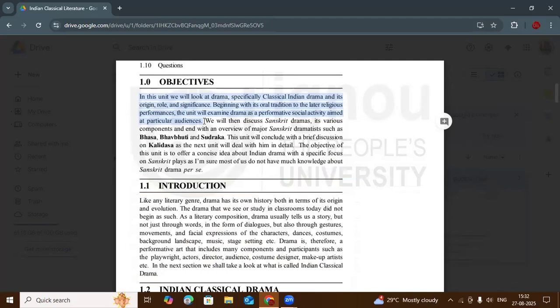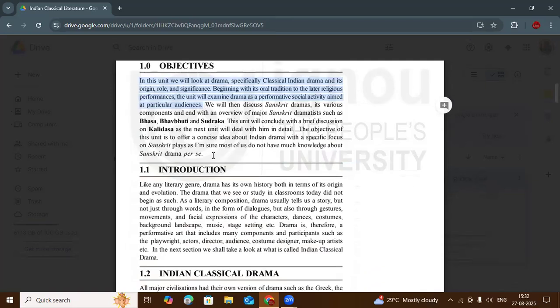This unit will conclude with a brief discussion on Kalidasa, as the next unit will deal with him in detail. The objective of this unit is to offer a concise idea about Indian drama with a specific focus on Sanskrit plays. As I am sure most of us do not have much knowledge about drama per se, by itself.